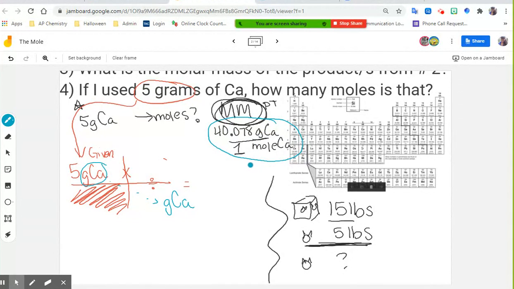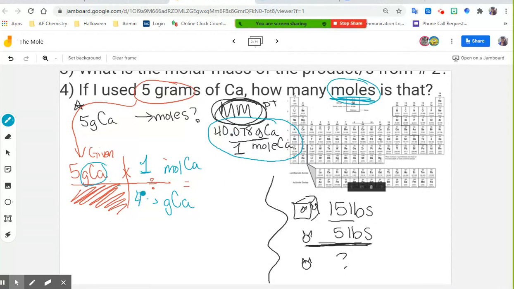And we're going to put them where they belong. Well, moles needs to end up on top. So moles, or whatever you're being asked for, is going to be the word that ends up on top. So we need moles of calcium on top and grams of calcium on the bottom. Now we're going to throw in those numbers. So the 1 stays with the mole.